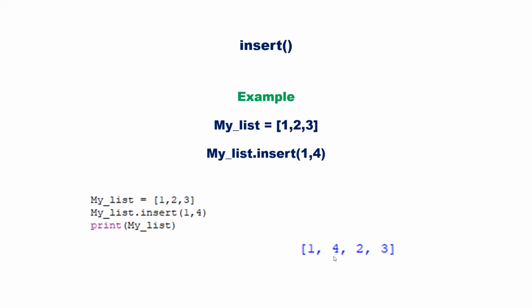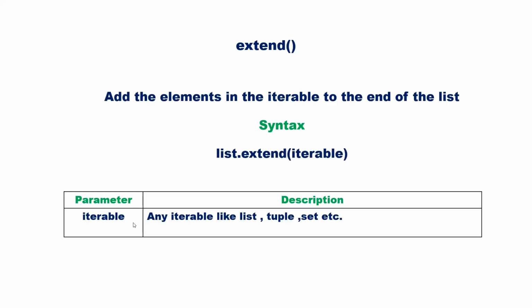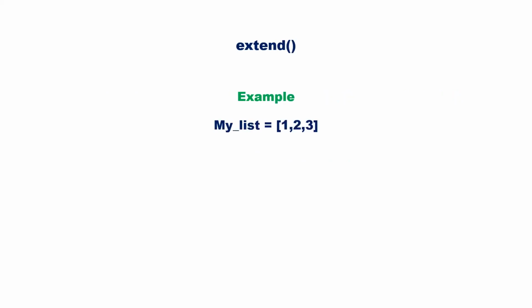4 is inserted at position 1 and all other elements are pushed to the right. The extend function adds the elements in the iterable to the end of the list. The syntax is list.extend(iterable). Iterable means it can be any iterable like another list, tuple, set, etc. Let us see an example.